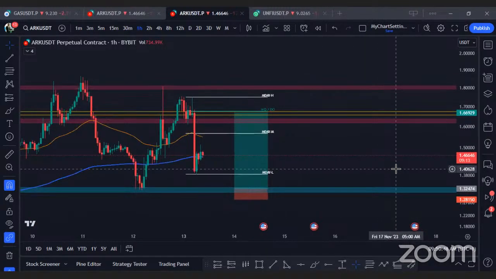Okay, guys. So what else are you looking at? Let me know which other token you are looking at. Share.